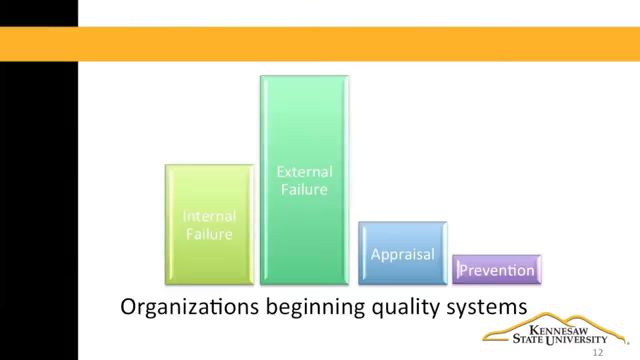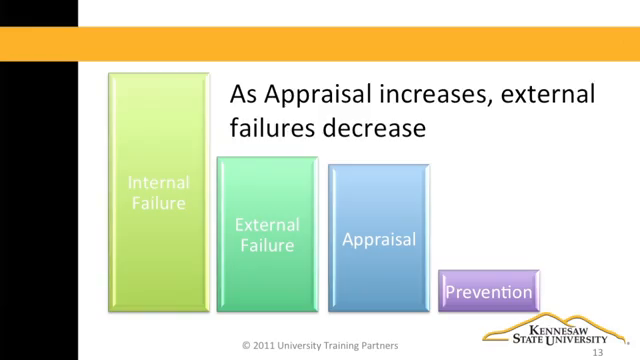The mix of these costs will change as an organization implements and matures a quality system. An organization just beginning a quality system will probably have very high external failure costs. In fact, that may be why they started their quality system. As they try to stop external failures, they will probably increase inspection, so appraisal costs will go up. Defects are still produced, but they're caught before they go to the customers, so external failures go down and internal failures may go up. This is still an improvement.